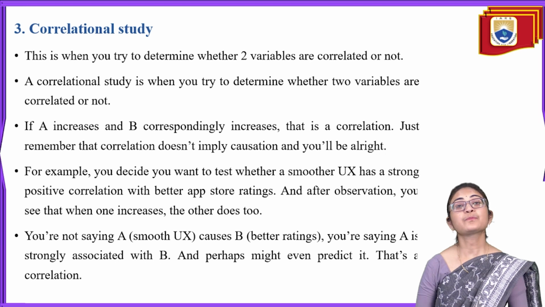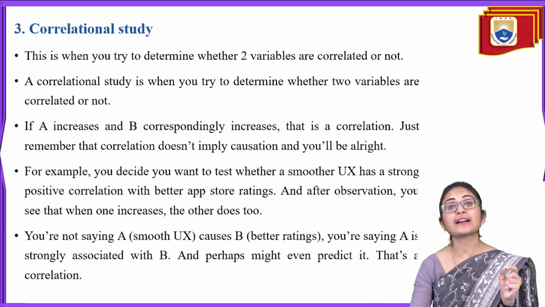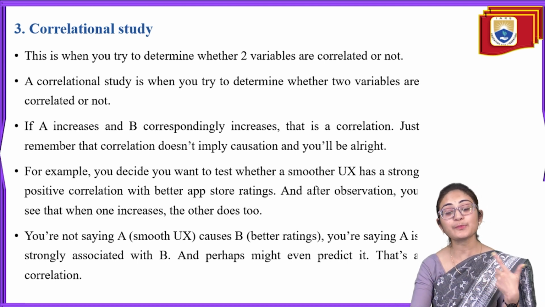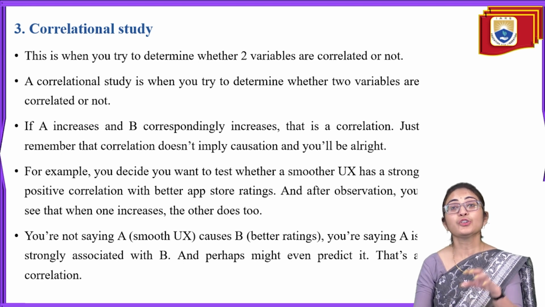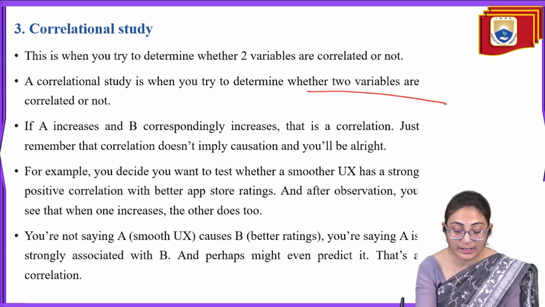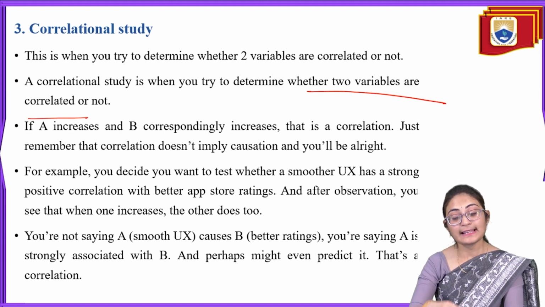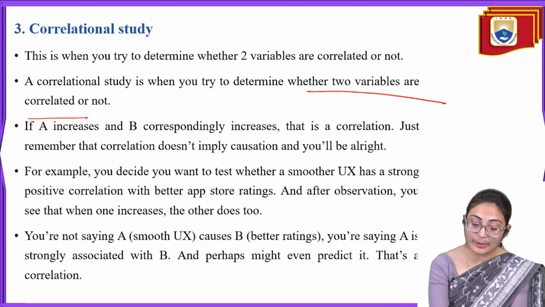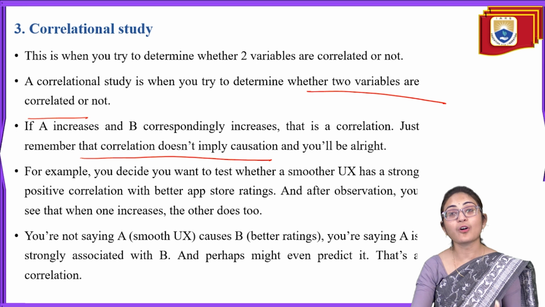Then third one is the correlational study. When you want to determine whether two variables are correlated or not, at that time you can use the correlational study. That means if A increases, then B will also increase. That is the correlation. Just remember that correlation doesn't imply causation and you will be alright.